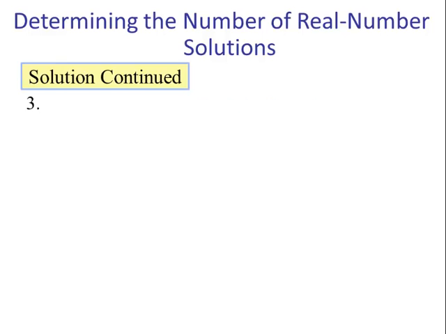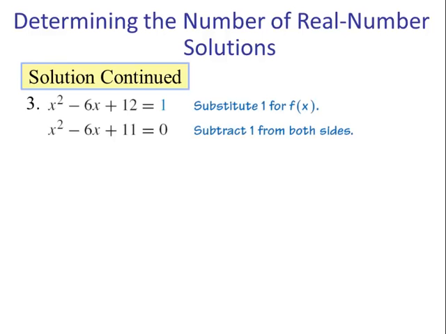The last one, number 3, we subtract 1 from both sides. A is 1, b is negative 6, and c is 11. We end up with negative 8, which is less than 0. There are no real solutions. Therefore, this parabola does not cross y equals 1.